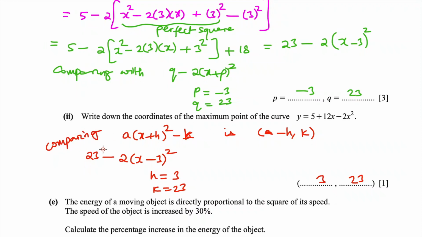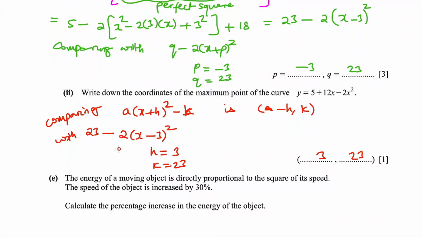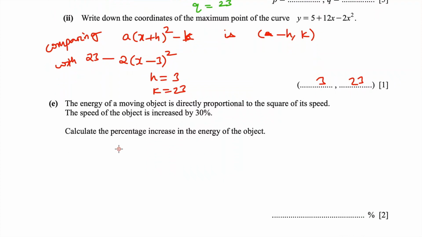So comparing a into x plus h whole square minus k with 23 minus 2 into x minus 3 whole square, the value of h would be the negative of what is in the bracket. So it is 3. And what is outside of the bracket, the constant, which is 23, is the value of k. Okay, now the last bit.